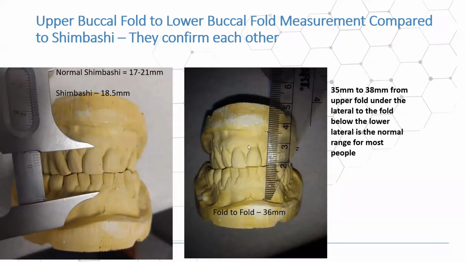So there's a second measurement, the fold-to-fold measurement, and depending upon the models you get, you can use this. From the buccal fold of the upper to the buccal fold of the lower in the lateral positions, 35 to 38 millimeters is normal. And you would be surprised how often a Shimbashi measurement and this measurement agree with one another, whether it's too closed or normal. They seem to really agree or disagree with each other, meaning that here's two indicators that say that the doctor should consider looking at VDO to see if the patient needs a change.